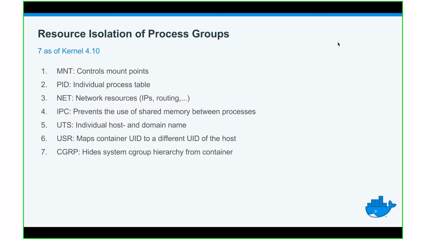And as I said, there are now 7 namespaces within the kernel 5.10. It's intuitive if you think about it, if you want to create a virtual machine or partition a system into different resources. You have the mount namespace so that the container has its own userland, its own file systems. You have the process table I already showed. The network namespace provides network resources, so IPs, routing tables, ARP tables, and so on. IPC prevents the use of shared memory.